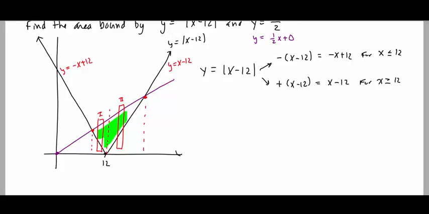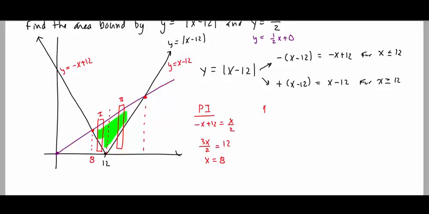Okay, so let's look at our points of intersection. I'm going to take negative x plus 12 and set it equal to x over 2. If I subtract the x over 2, or if you want to add the x across, that's fine as well, I get 3x over 2 equals 12. And solving for x, I'd multiply both sides through by 2/3, and I would get 8. So this point is 8.